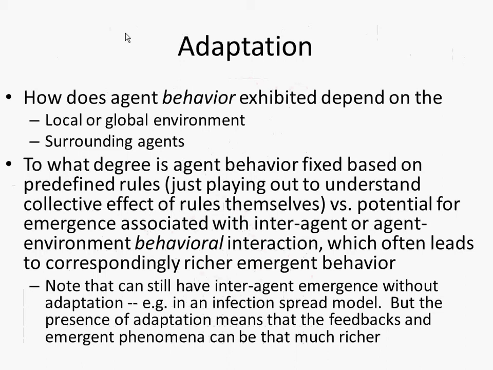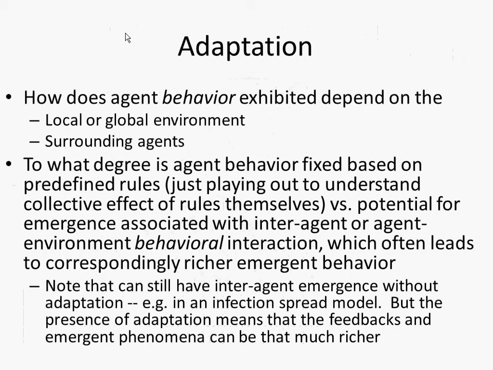Okay, let's talk about adaptation. How does agent behavior depend? This really gets to the issue of how does agent behavior depend on their local environment, the characteristics of surrounding agents. And the question here is, to what degree is it fixed based on predefined rules versus is it something which is adjusted based on their environment? To what degree does it depend on their immediate surroundings, and to what degree does it depend on information about the global surroundings?